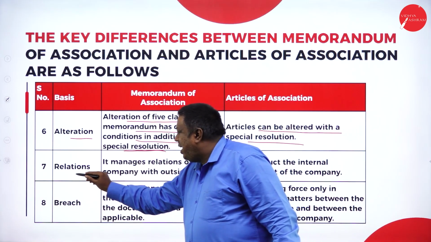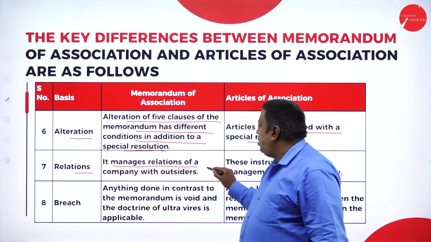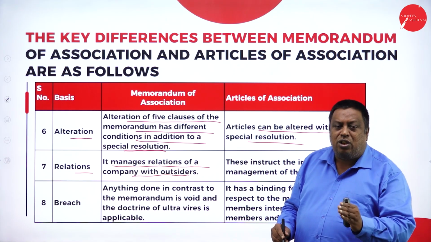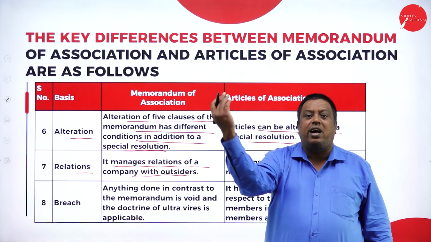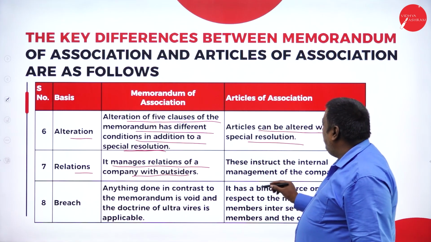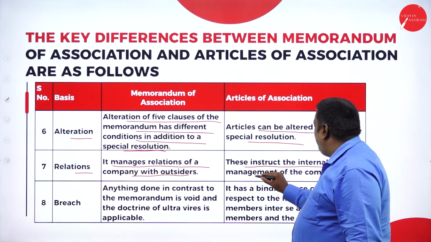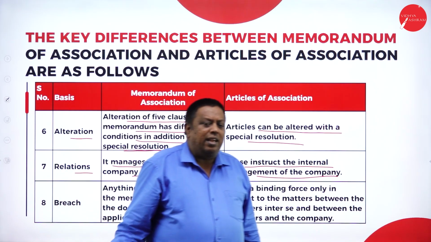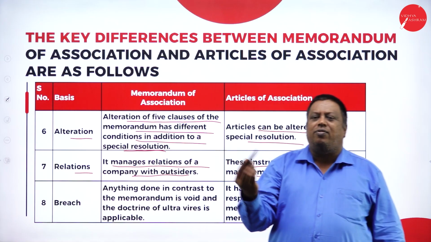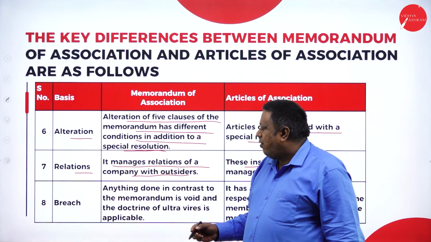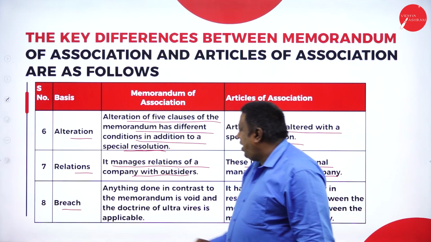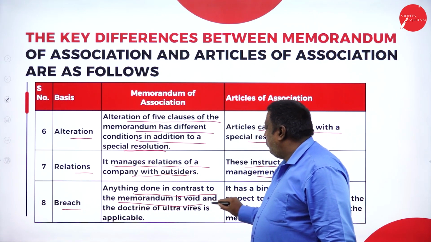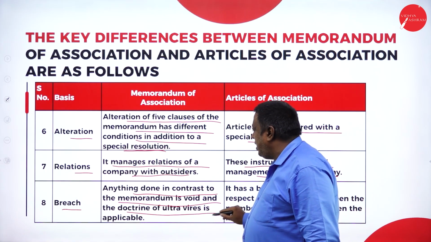The next one is relation. It manages the relations of the company with outsiders. The total MOA is based on the relation with the outside world of the company. Now, these instructions are the internal management of the company. AOA is related to the internal part of the company. MOA is related to the outside activities of the company. Now, the breach: anything done in contrast to the memorandum is void and the doctrine of ultra vires is applicable.